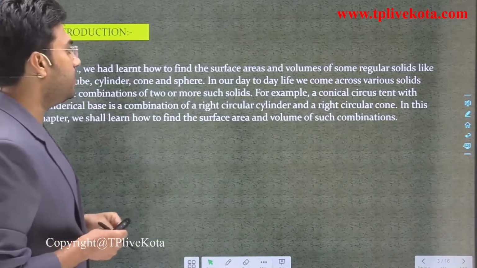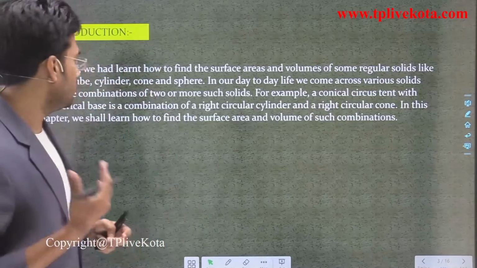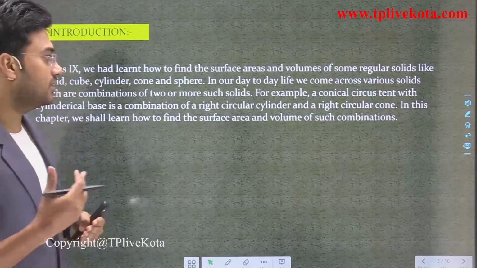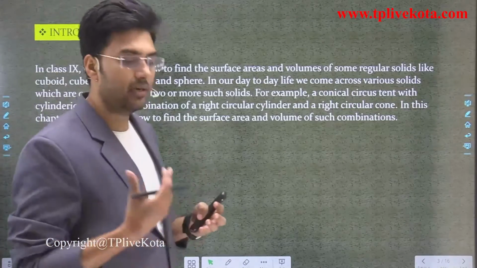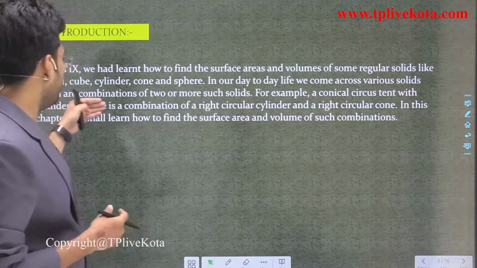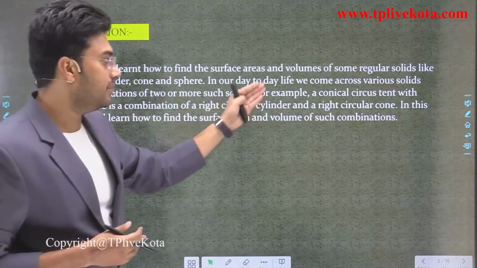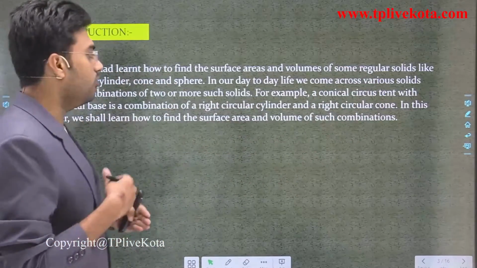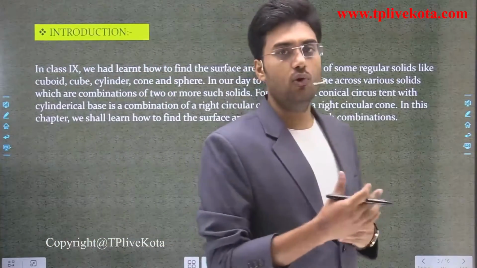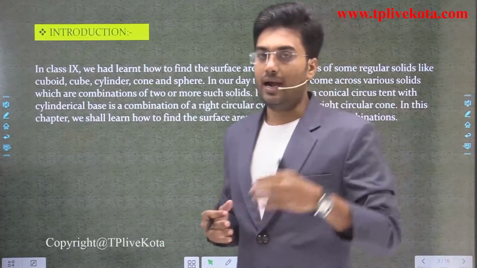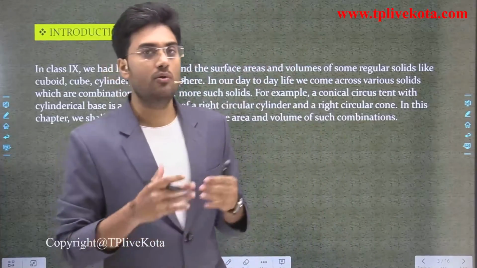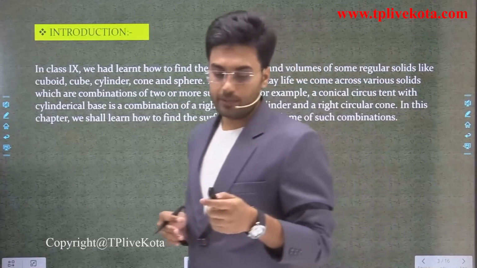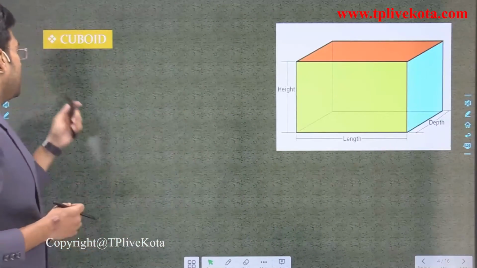In our day-to-day life we come across solids which are a combination of two or more solids. For example, a circus tent, or a conical tent with a cylindrical base, is a combination of a right circular cylinder and a right circular cone. Clear? Now in this chapter we shall learn how to find the surface area and volume of such combinations of solids, and other than this we also study the frustum of a cone. Clear? So students, now let's start this chapter with the first solid, that is the cuboid.